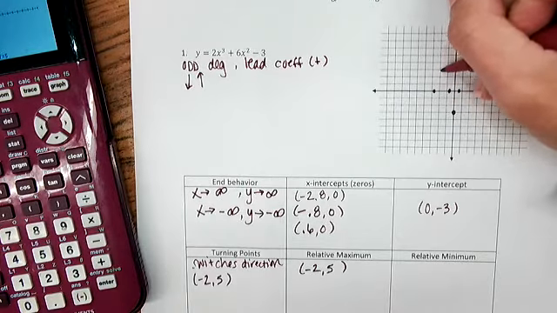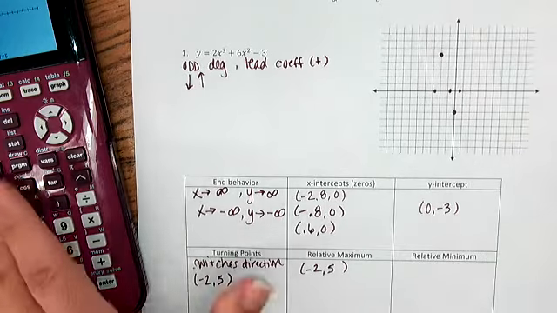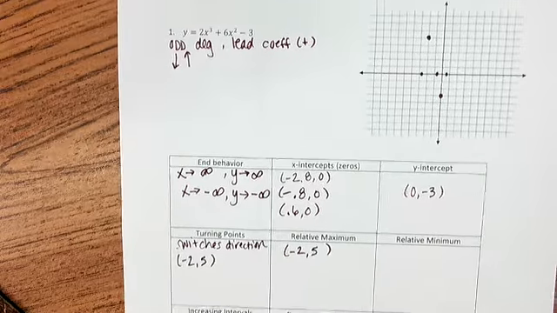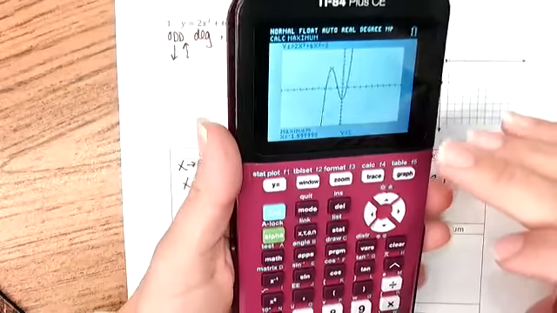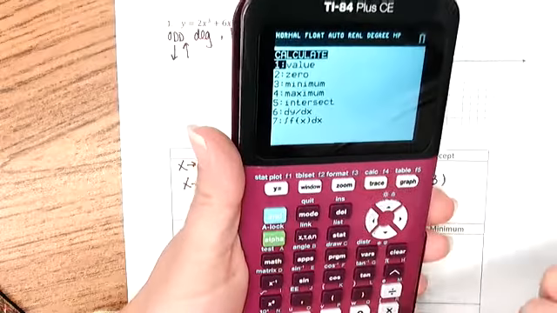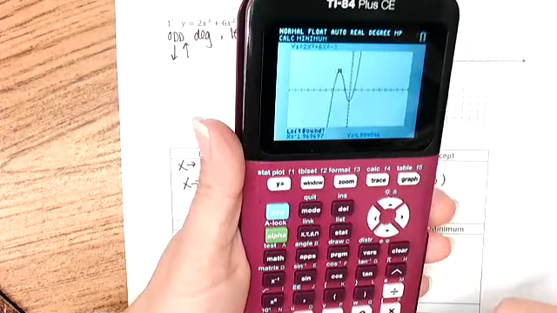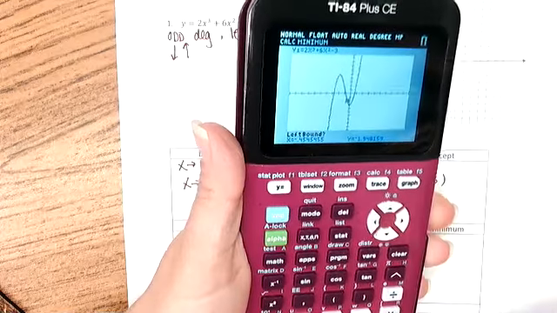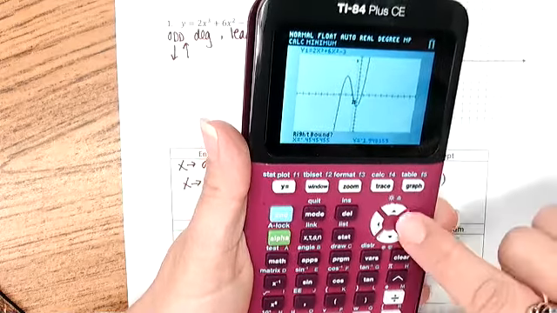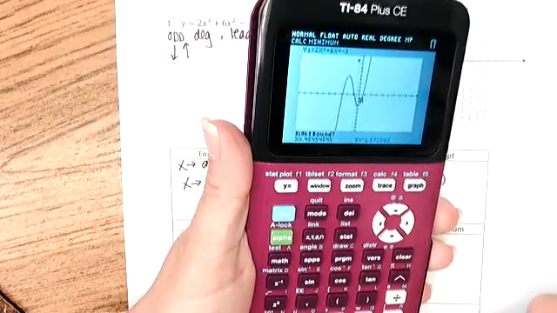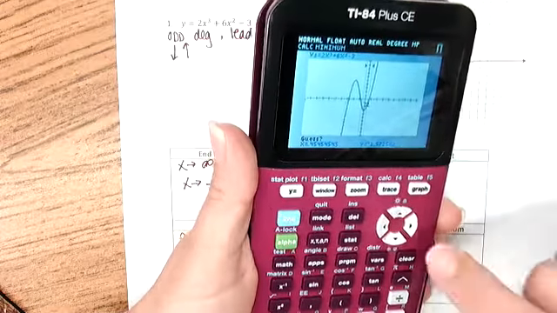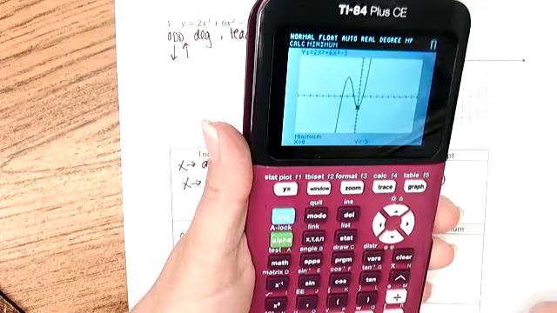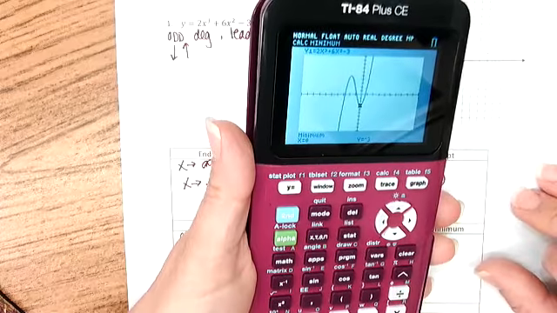Negative 2, 1, 2, 3, 4, 5. Okay, the minimum, second trace, minimum, either arrow down or push the number 3. And again, here's this whole right bound, left bound thing. Go to the left of that minimum point, push enter. Go to the right, push enter. If you want to go higher, fine. And then guess, I'm going to just arrow and try and get on top of it. And it is indeed at the y-intercept, 0, negative 3.